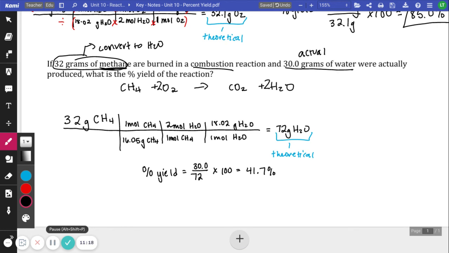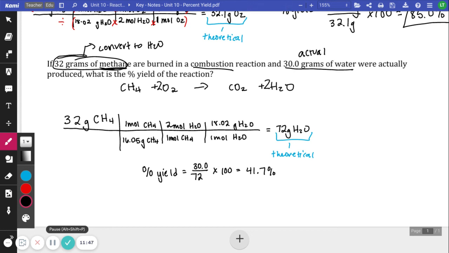Okay guys, let's go over it. So first thing is we are starting with 32 grams of methane in a combustion reaction, and we actually produced 30 grams of water. So this is our actual. It didn't give us our theoretical, but we can solve it by converting that 32 grams of methane into grams of water. First, I wrote and balanced my chemical equation. Coefficients are 1, 2, 1, 2.